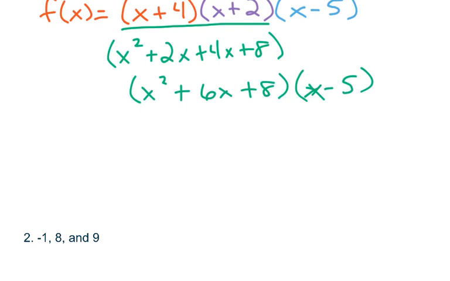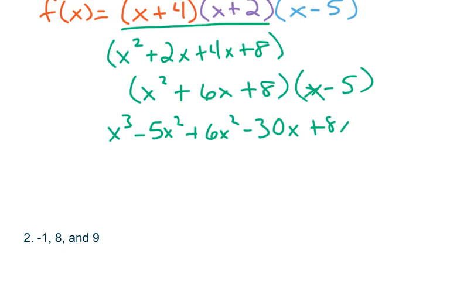Let's see. So x squared times x is x cubed. x squared times negative 5 is negative 5x squared. 6x times x is 6x squared. 6x times negative 5 is negative 30x. 8 times x is 8x, and 8 times negative 5 is negative 40. Then all I need to do here is combine like terms.